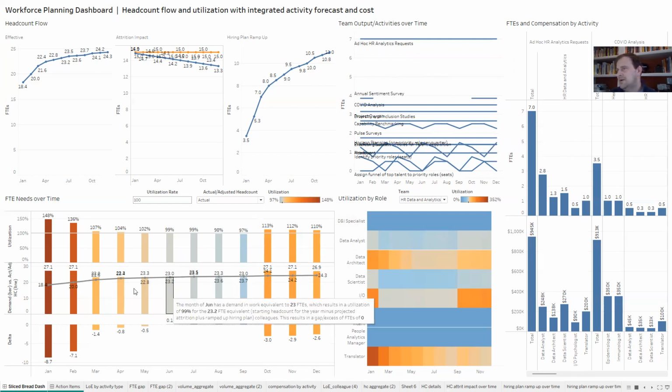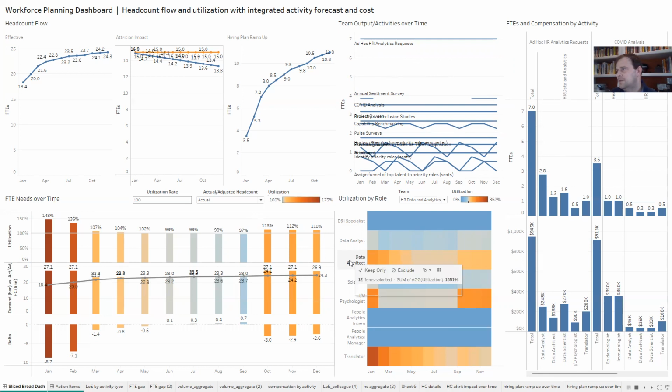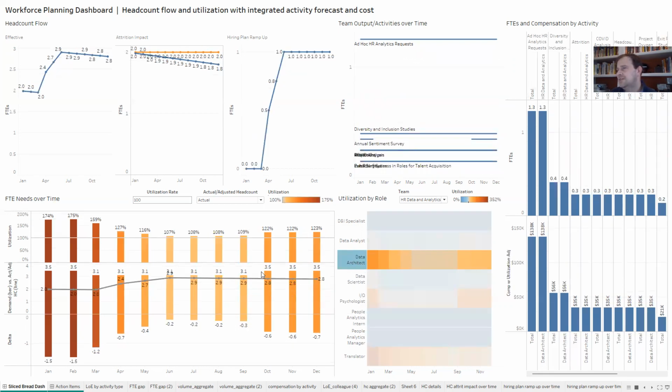To the right of that, you see by individual. So right now it's showing by team. Now you can see a little more granular. So data analyst, blue means you're underutilized, orange means you're overutilized. So you can at a glance see that data analysts are not quite working as much as data architects, for instance. So if I click on data architect, you see everything filters to just that role.